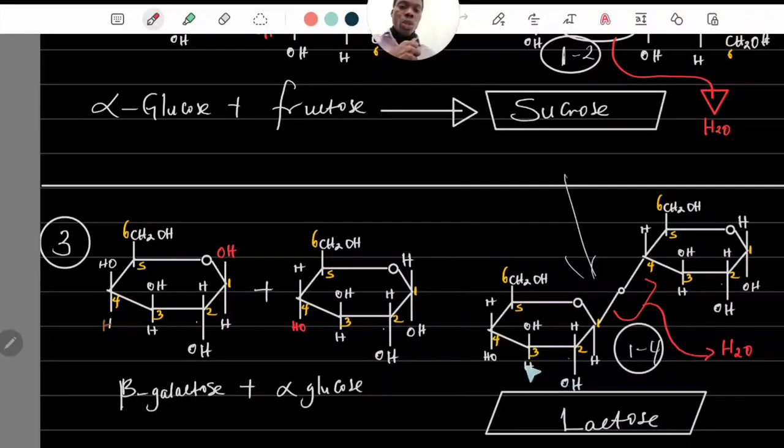Take note of that. So see what happens. It's also a 1 to 4 glycosidic bond, but because of the diagonal nature of the OH group that will form the water during the condensation reaction, that's why this structure looks like this. So this is lactose, which is formed by beta galactose and alpha glucose. Do not forget this.